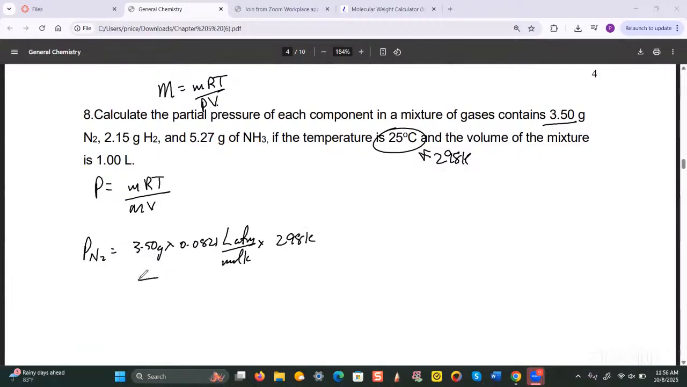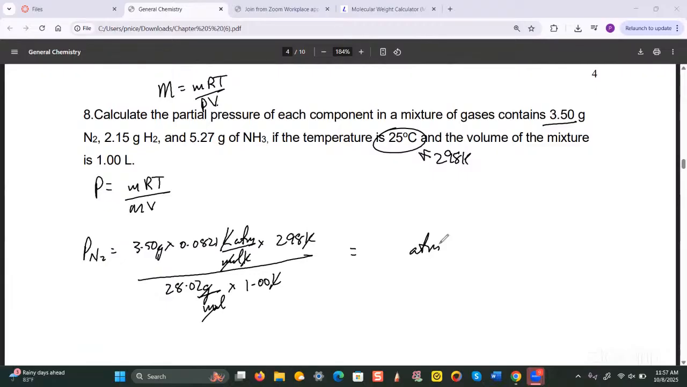And then we divide all of that by the molar mass. What's the molar mass? Well, for nitrogen, that would be 14.01 times 2, so that's going to be 28.02 grams per mole. And then we multiply by the volume, which is 1.00 liters. And that's basically the setup. The liters will cancel out. The mole will cancel out. The kelvins will cancel out. And the grams will cancel out. So the only unit remaining would be the atmosphere unit.